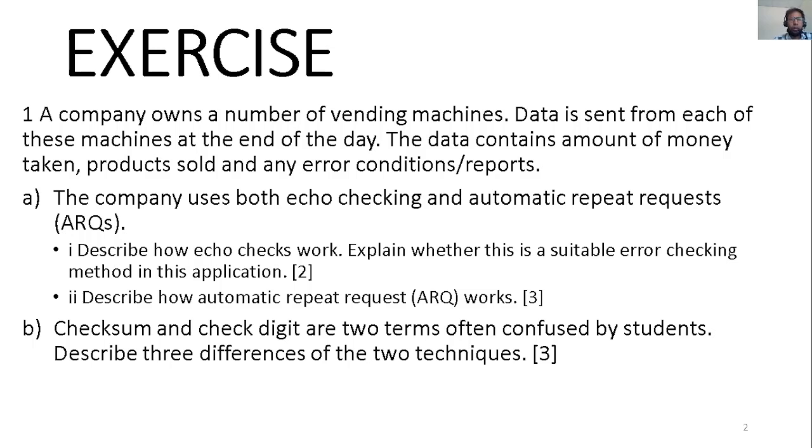A company owns a number of vending machines. Data is sent from each of these machines at the end of the day. The data contains the amount of money taken, products sold, and any error conditions and reports. The company uses both echo checking and ARQs. Describe how echo check works. Explain whether this is a suitable error checking method in this application.